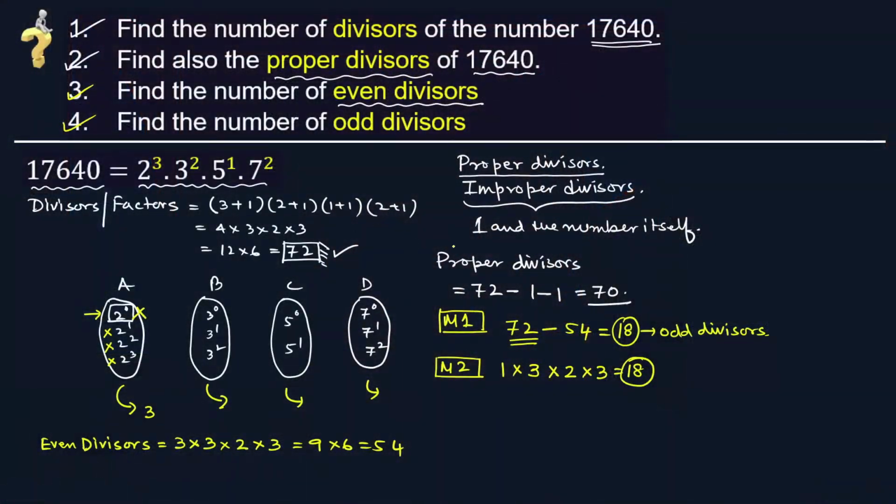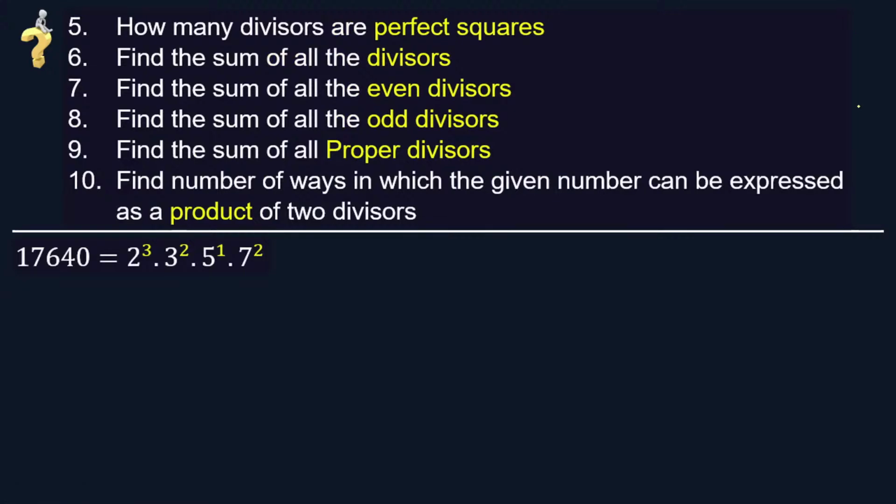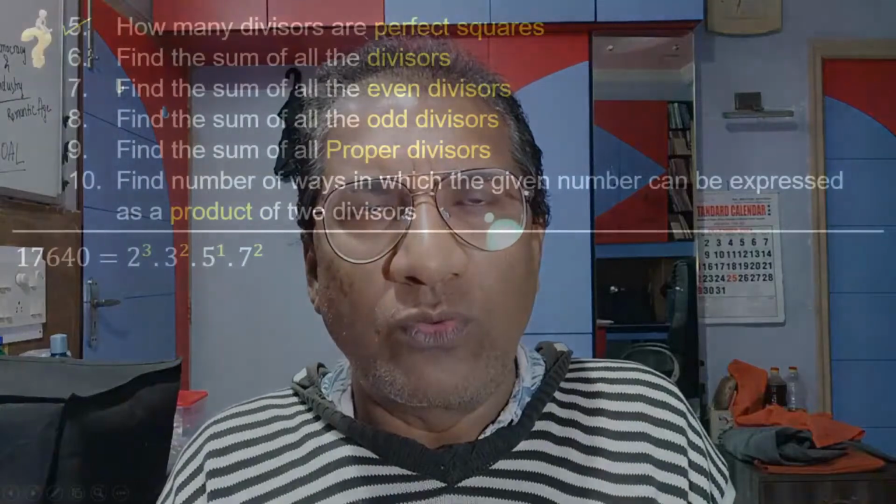Okay, let's move to the next one. So these are the 6 more parts of the same question. The first part says, how many divisors are perfect squares? 17,640, the number that we have. Now we got that there are a total of 72 divisors. Now the question is, how many such divisors are there which are perfect squares? That we have to find out.